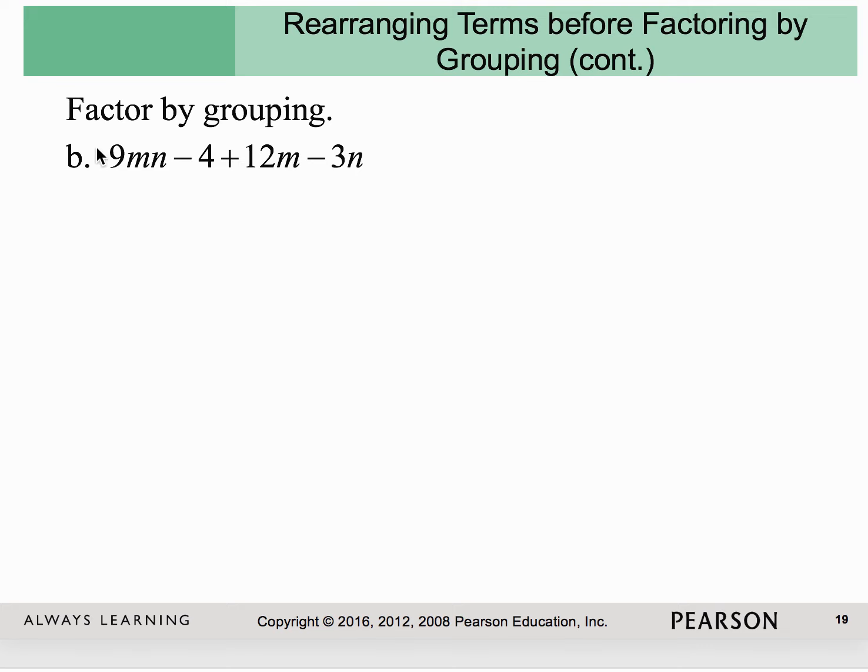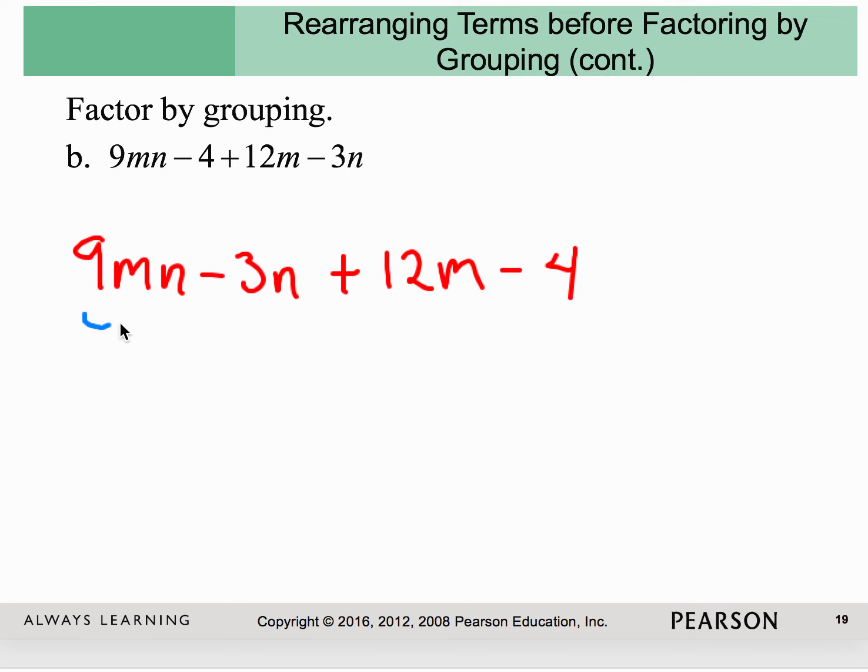Okay. So either this one with that one or that one, because I see an m and an m, and 9 and 12 have a common factor. And here's an n and an n, and 9 and 3. Okay, so let's do the 9mn minus 3n. And if you don't like that minus in the middle there, don't put that minus 4 first. I'm rearranging it after all, so make it easy on yourself. Okay, so let's try this order.